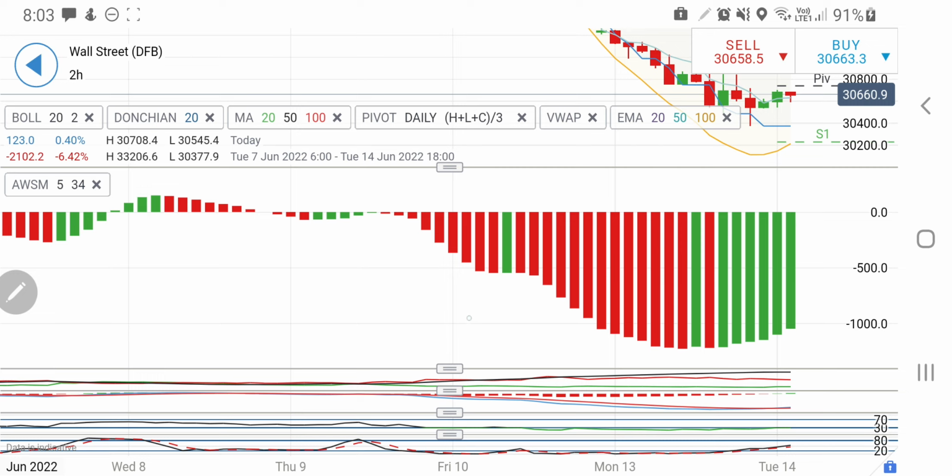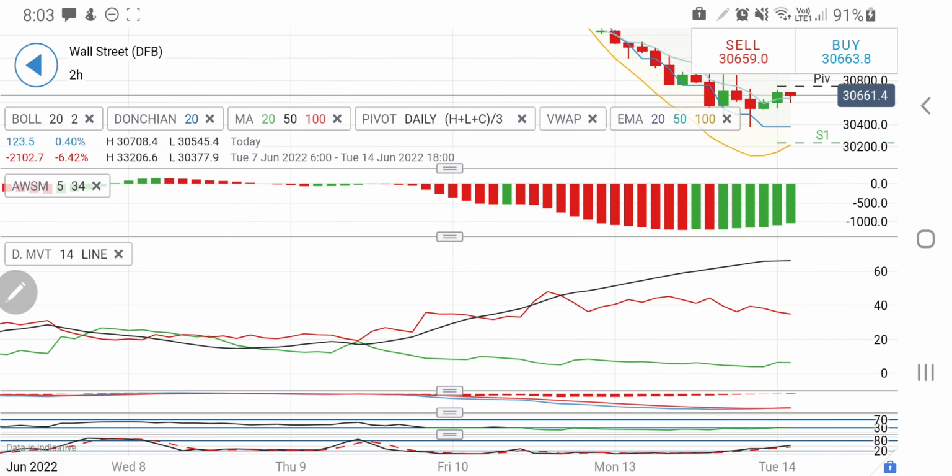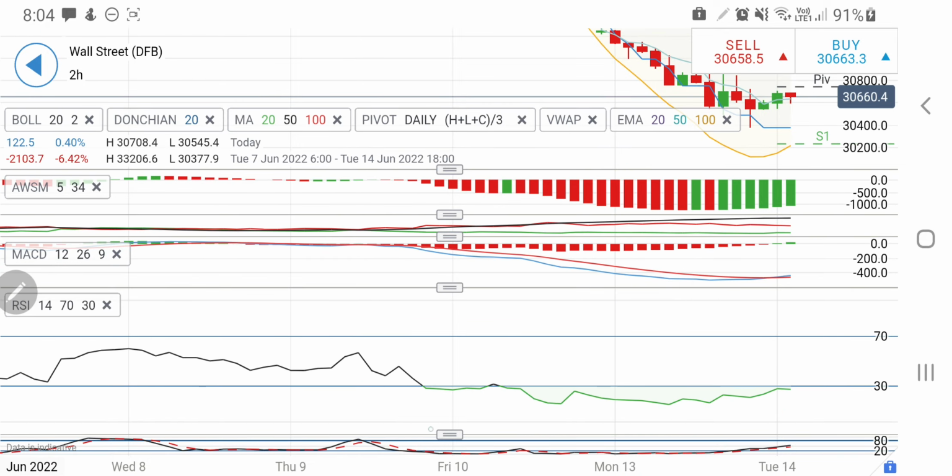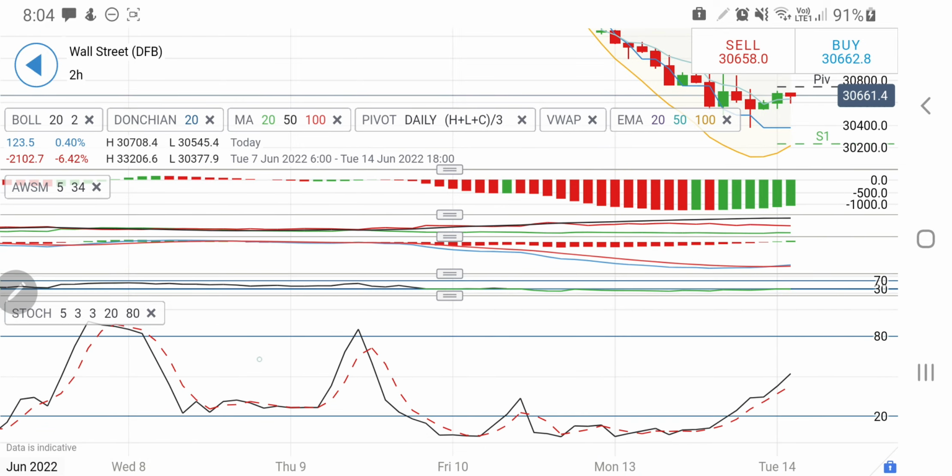Awesome oscillator, it is trying to converge. It is still trading in red. Directional movement is bearish. MACD has just crossed over on the bullish side, on the buy side, hence a little rise can be expected here. Now RSI is trading oversold, must overcome or come out of this oversold levels.